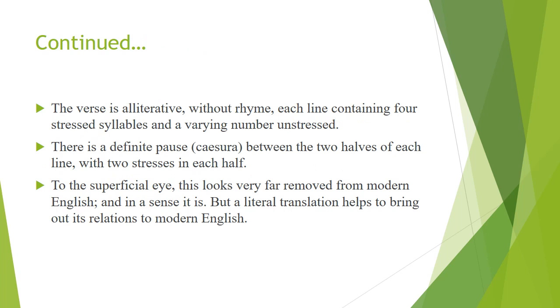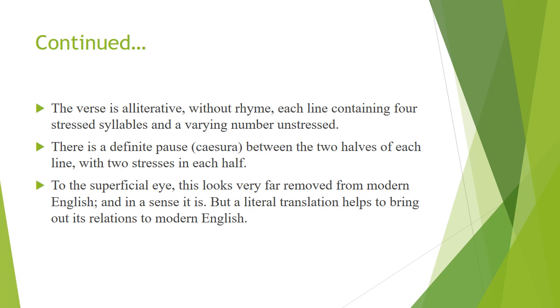Anglo-Saxon poetry was alliterative, it was without rhyme, and there were four stressed syllables in each line and different number of unstressed syllables. There was another important feature that there was a definite pause between the two halves of each line, and this pause was called caesura, with two stresses in each half.